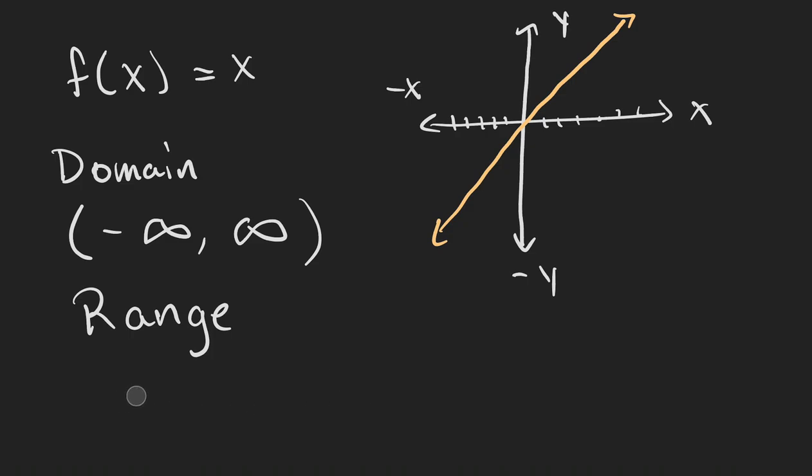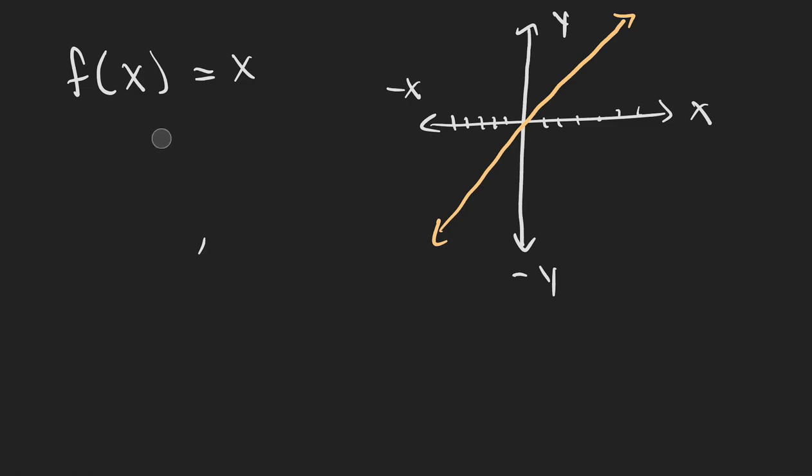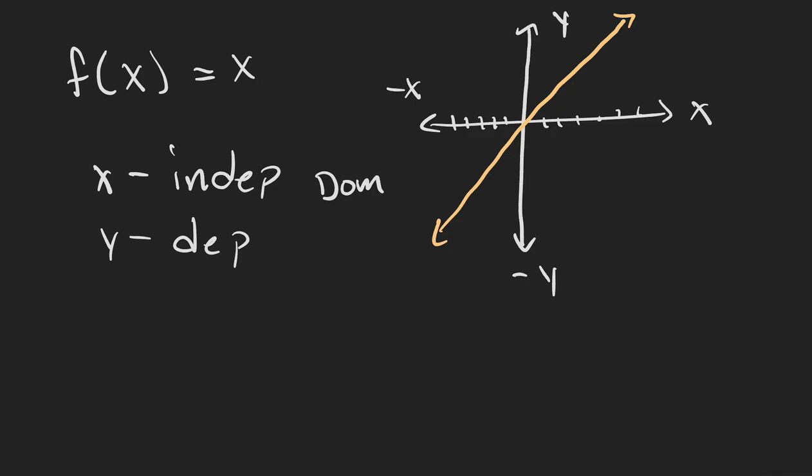Another way of saying this that you might recall from a basic physics class or science class or algebra class is x is our independent variable, while y is our dependent variable. So x is going to be all of the things on the x-axis, or our domain, while y is all the things here on our y-axis, or our range. Let's look at two more functions to help kind of solidify these concepts a little bit better.